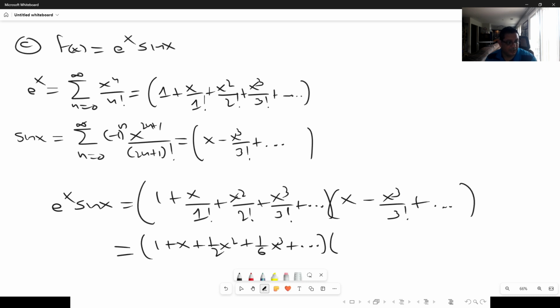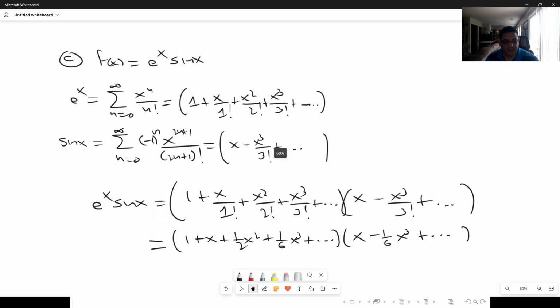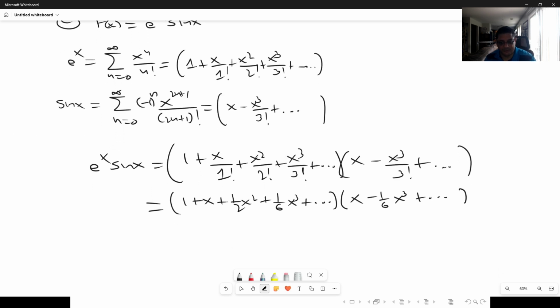And you want to be paying attention. This is x minus 1/6 x cubed plus, and so on. And then when you multiply these terms, notice that this 1 over this is going to give me an x, right? But then over here, this x with this is going to give me an x squared.